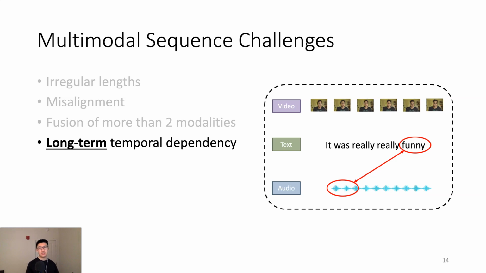And the last challenge in multimodal sequence is the long-term temporal dependency problem. Say you have a sarcastic sentence in a video, and you can only decode such information if you know there's a high pitch in the audio at the beginning, and there's a certain token in the text at the end of the text modality. So this type of long-term dependency is required in modeling multimodal sequence.